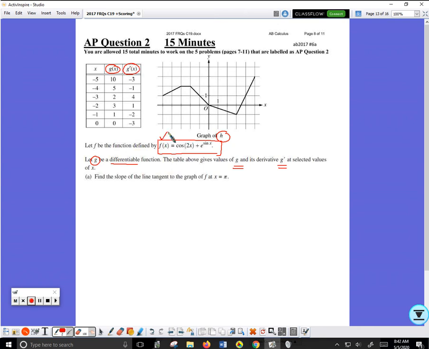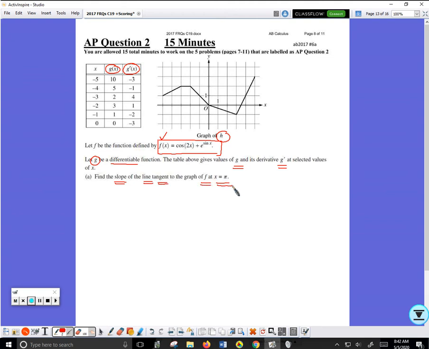Again, just be prepared on the AP test to encounter new things. Just go slow and careful. Don't try to remember a problem you've done. It's far better to solve the problem that is in front of you using the concepts you have learned. So find the slope, not equation, slope of line tangent to f at x equal pi.